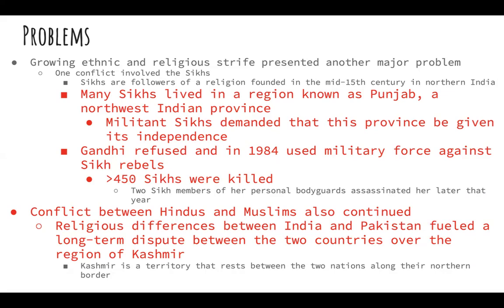So Indira Gandhi gets assassinated. Conflict between Hindus and Muslims also continued. Religious differences between India and Pakistan fueled a long-term dispute between the two countries over the region of Kashmir. Kashmir is a territory that rests in between the two nations along their northern borders.